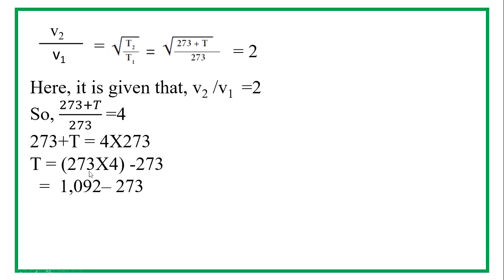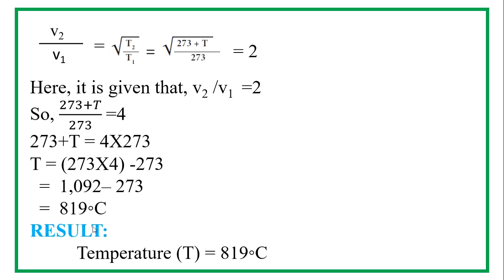When we multiply 273 and 4, we get 1092 minus 273. Now, when we subtract 273 from 1092, we get 819 degrees Celsius. Now, the result temperature T is equal to 819 degrees Celsius.